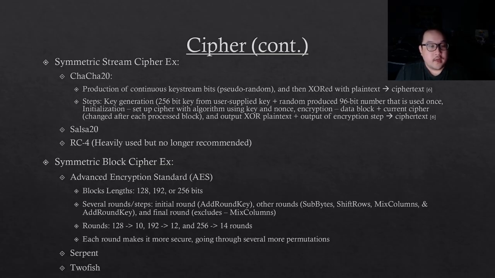All the rounds are dependent upon the block lengths. So for 128 bits, it will be 10 rounds, 192, 12, and then 256, 14 rounds. Each round makes it more secure, going through several more permutations. Other examples I included that I will be discussing are Serpent and Twofish.